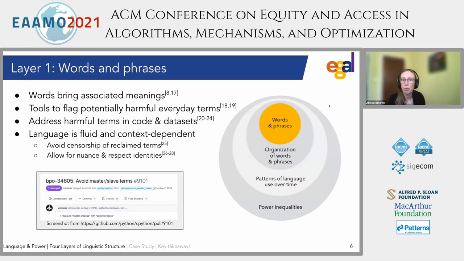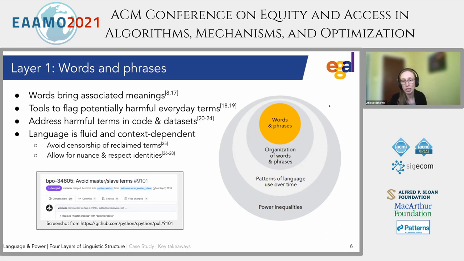Layer 1 is concerned with words and the associated meanings that they bring. Even if a word is not intended to cause harm, associations it may have picked up over time can be harmful to people. We can work to develop NLP-powered tools that flag potentially harmful terms. For example, AcroLinks and AllyBot are 2 tools that can be used to flag potentially harmful terms and suggest alternatives.